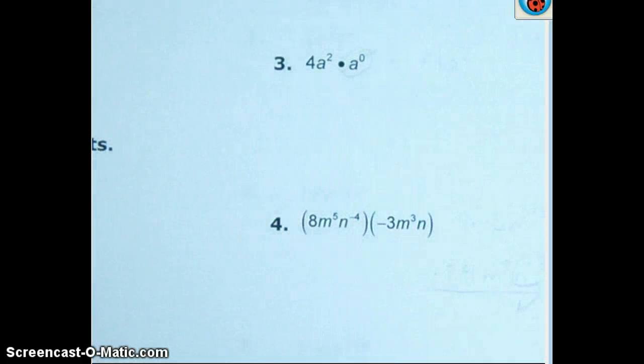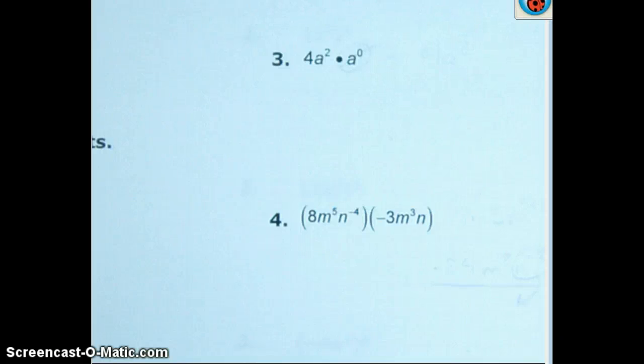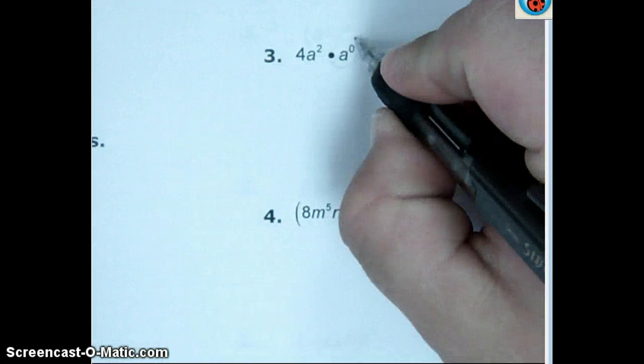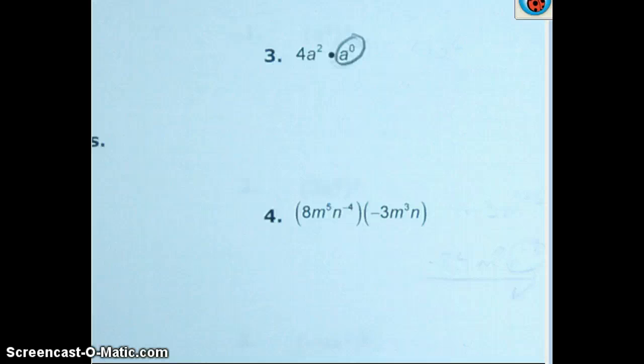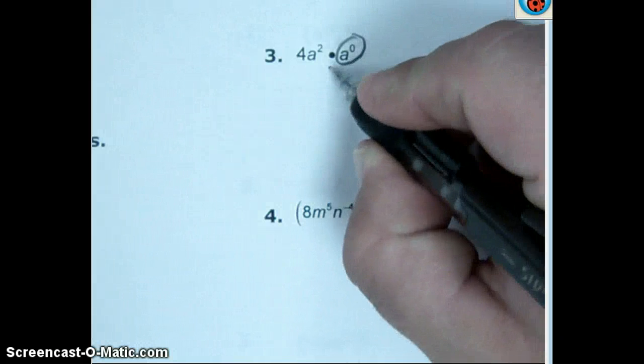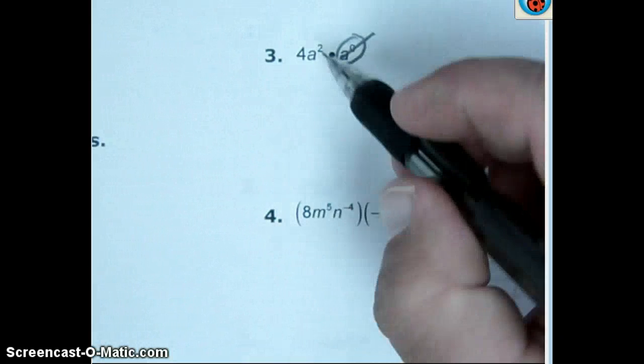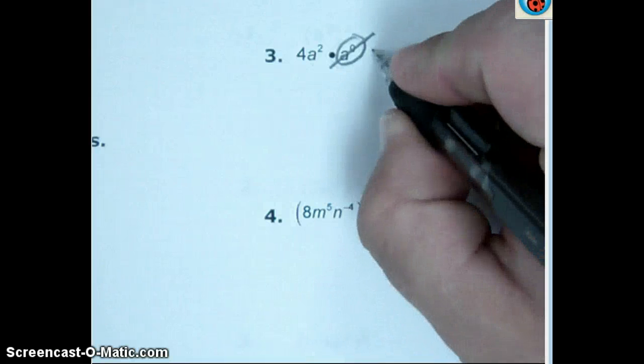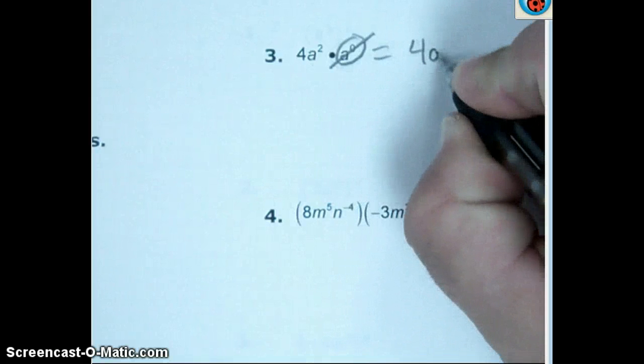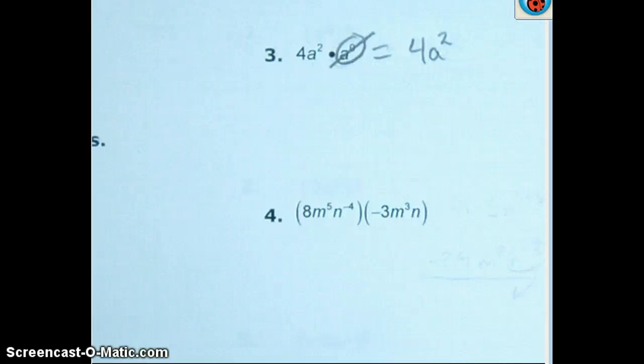I've got 4a squared times a to the 0 power. Now wait a second. This a to the 0 power looks like our previous lesson. What's anything raised to the 0 power? It's 1. It can be canceled out. So really this is like 4a squared times 1, which is really just 4a squared. So a little bit of review of what happened last time.